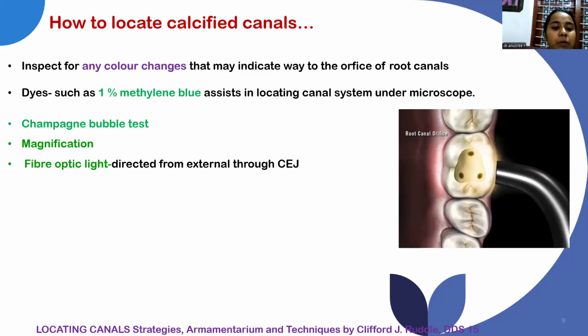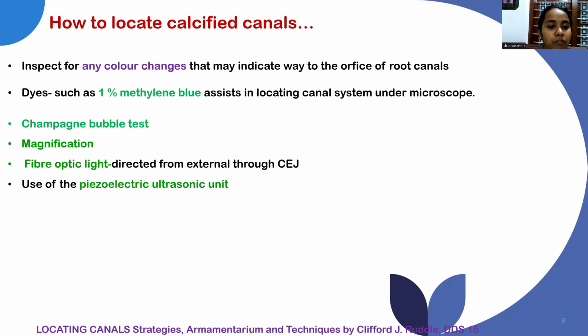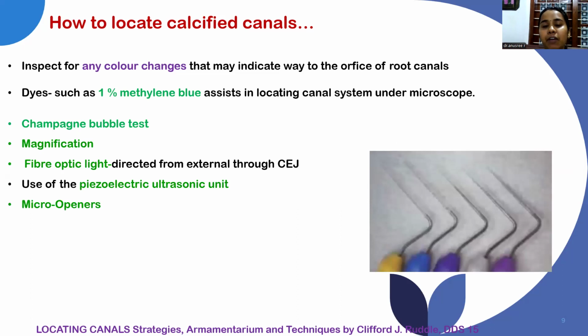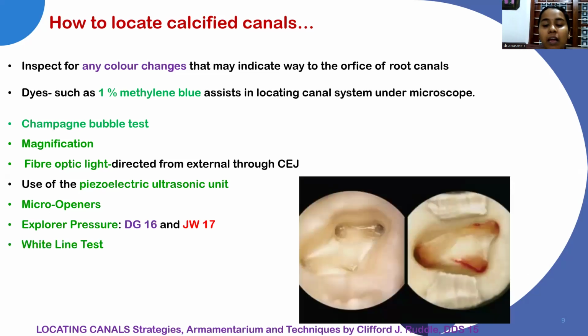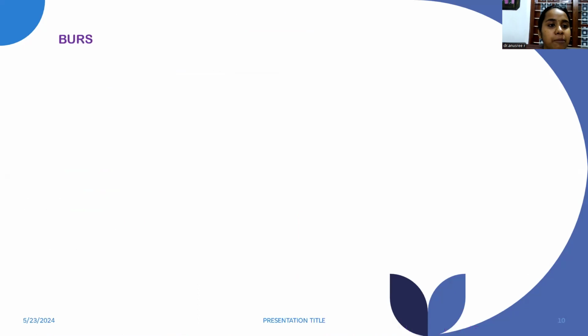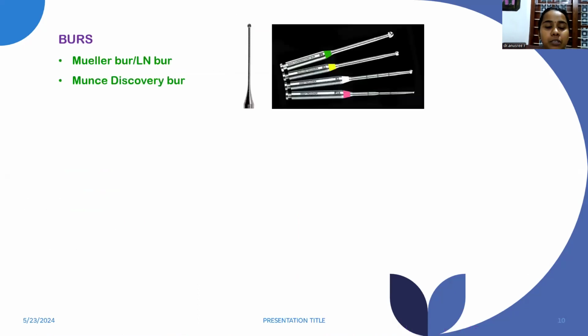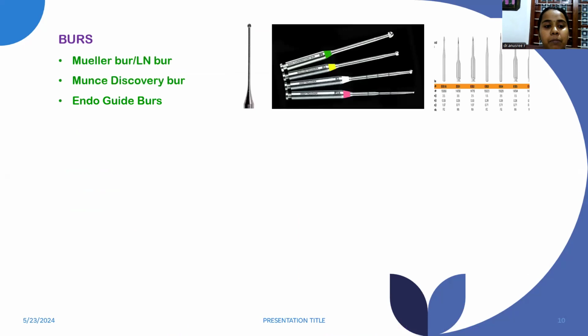Magnification and transillumination using fiber optic light can be used to detect the canal orifice. A piezoelectric ultrasonic unit can be used, and we have instruments such as micro openers and explorers such as DG16 and JW17. We can use tests such as the white line test and red line test to detect the canal orifice. And burs such as Mueller burs, Munce discovery burs, EndoGuide burs, and number 2 round bur can be used.